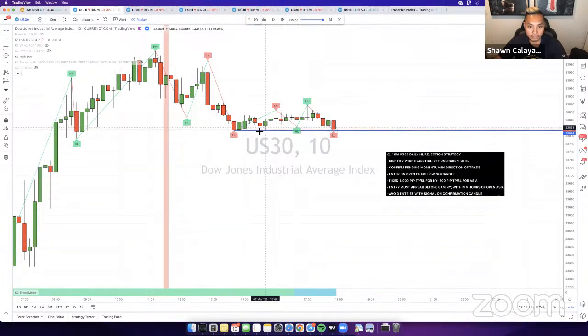Okay, so market opened here at 1500 hours. Market open here for Asia. We have the wick rejection off here, pinning buy signal. Take this for a buy.